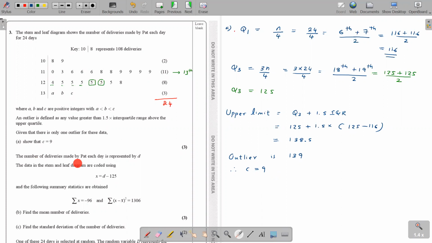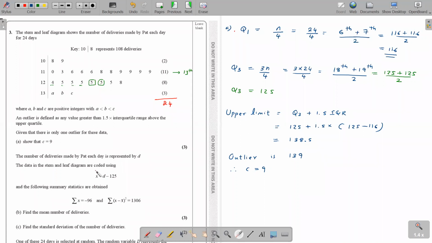The number of deliveries made by Pat each day is represented by D. So the number of deliveries made by Pat each day for 24 days is what they have given here. The data in the stem and leaf diagram are coded using X equal D minus 125.